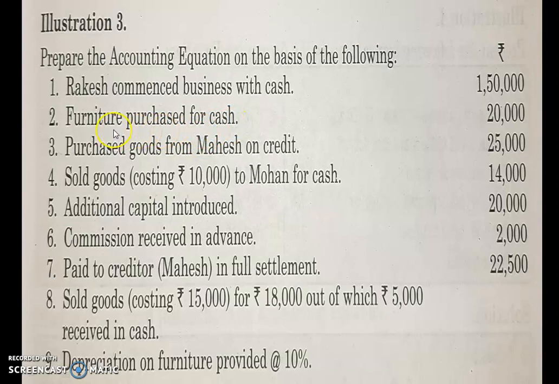The next one is furniture purchase for cash. So a furniture is coming in the business and cash is going out of the business. That is for 20,000 that you have purchased this furniture. You have paid cash 20,000.